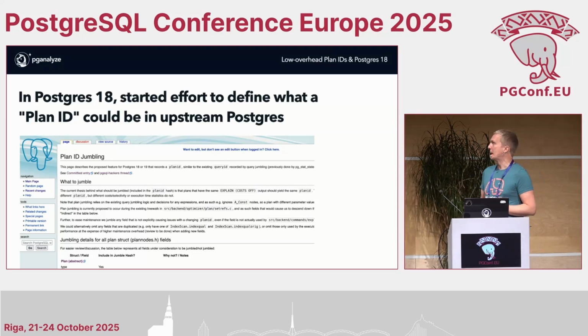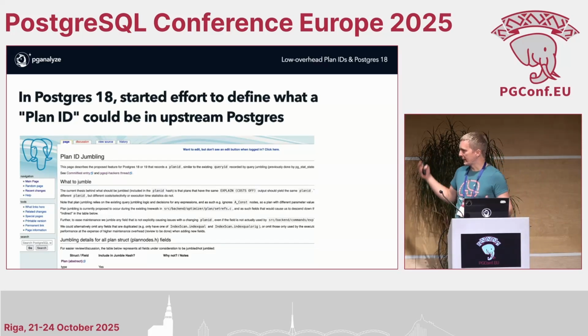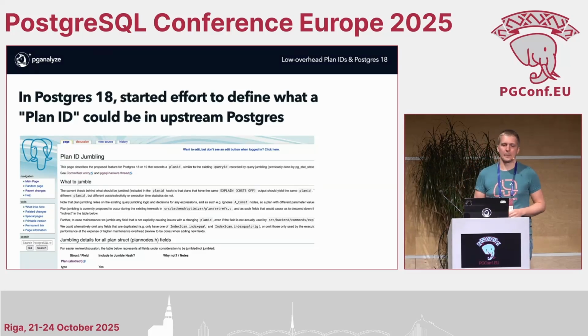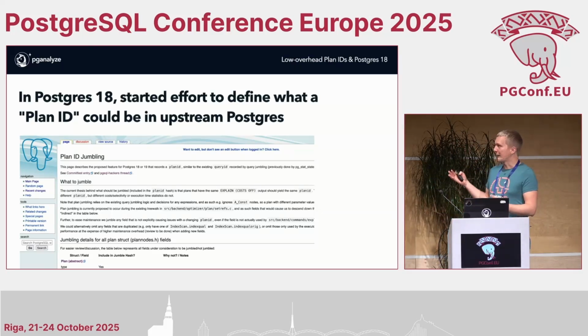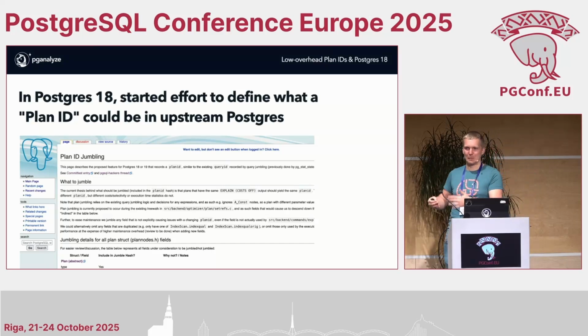And so in the Postgres wiki, if you search for plan ID jumbling, you'll find a wiki page that I authored early this year. You'll find what I think is a good idea for which things are significant and which things are not significant. The reason I made a wiki page is because I think we need to agree on this to actually have an upstream Postgres definition of a plan ID.